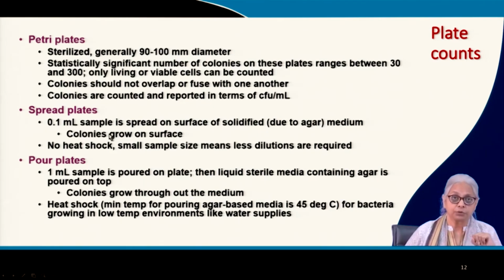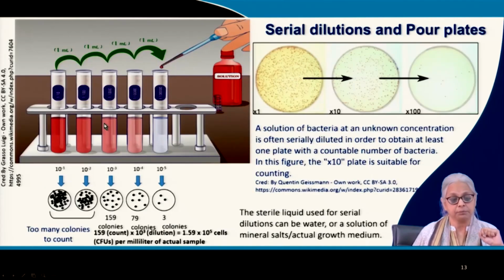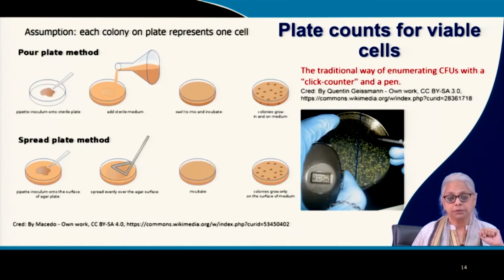There are two ways of doing enumeration using plating or plate counts. One is spread plate and the other is pour plates. So spread plates, I'll show you examples of that. So here we have a spread plate.